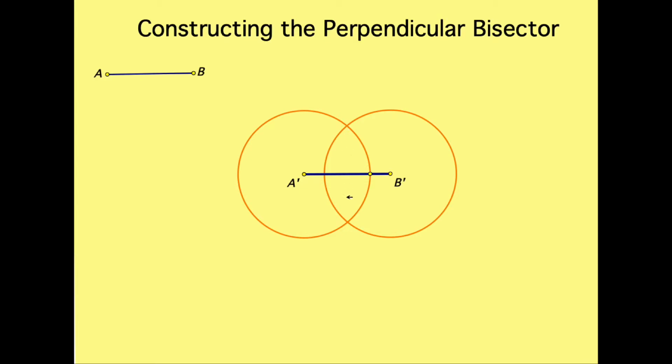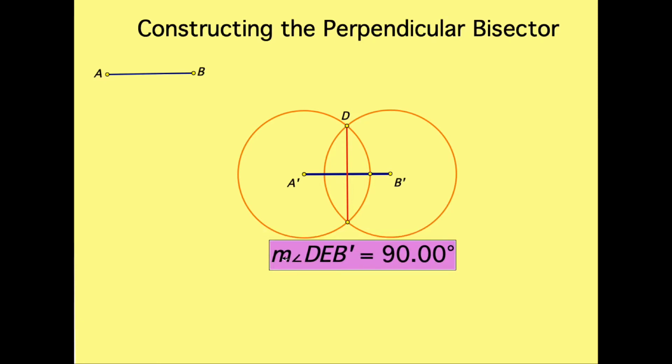Then I look at the intersection points of these circles, and I use these two intersection points to draw a line segment. And this segment has some very special properties. I can see that the angle formed by this red line with my duplicated segment is a 90-degree angle.